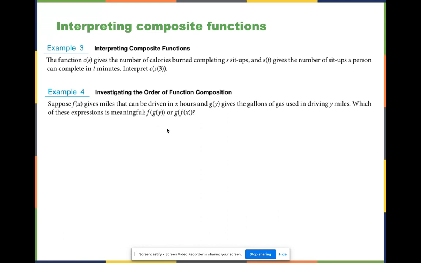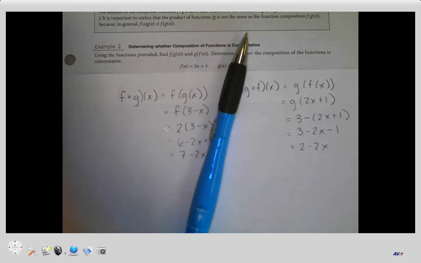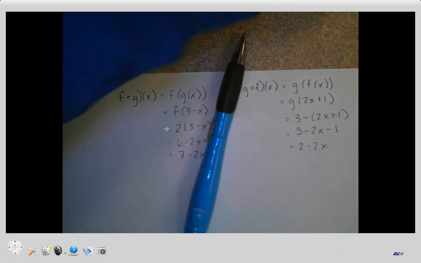All right, so now let's practice actually evaluating these, and let's use a table to do that. So let's look at example 5.